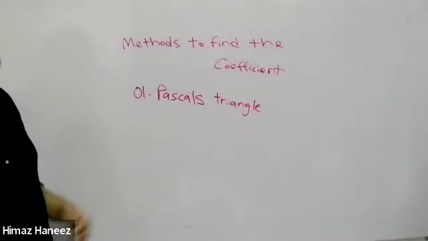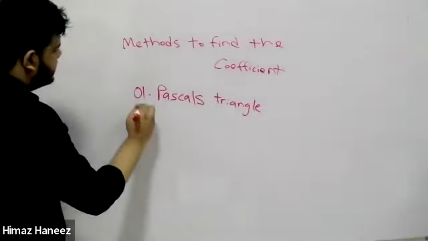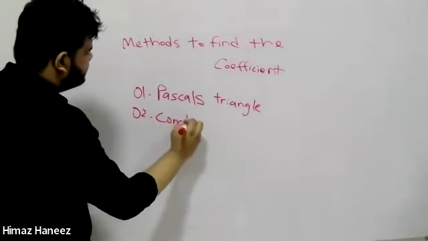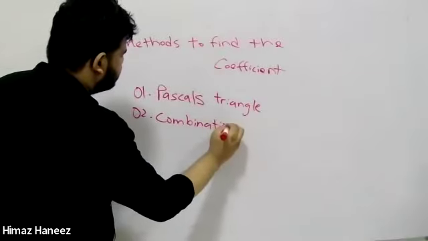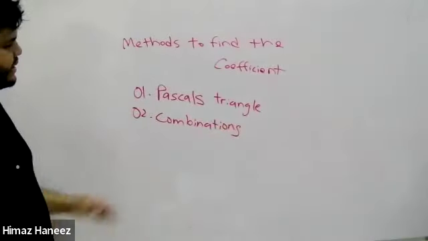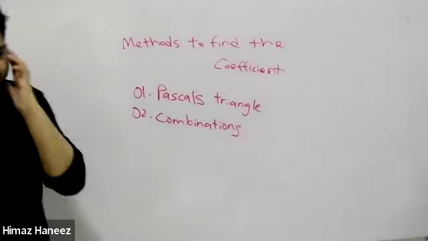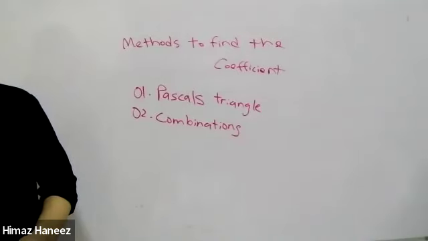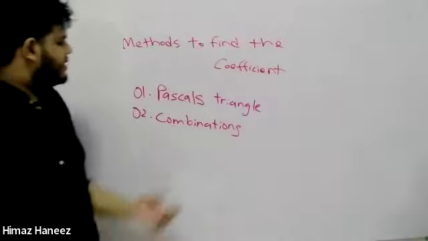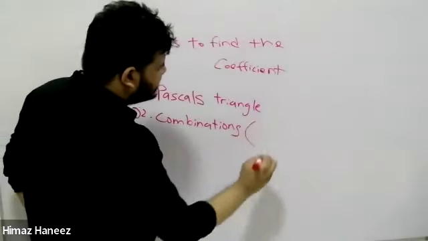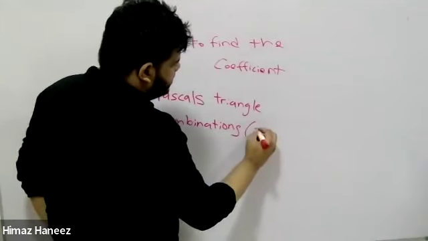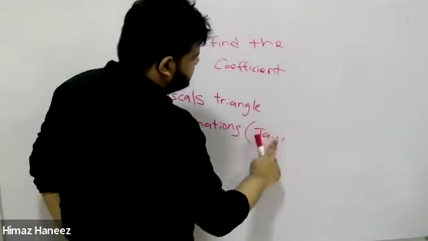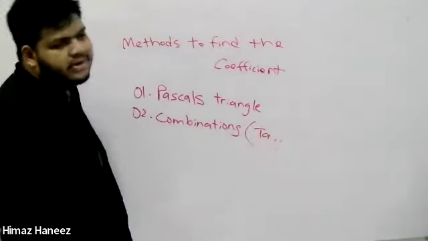Pascal's triangle. First method is Pascal's triangle. Second one is the combinations method. Pascal's triangle first, second one is combinations. Done? Okay. So in front of combinations, in brackets, write "taught later".